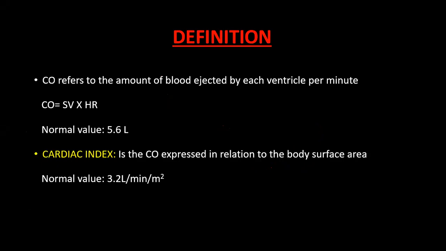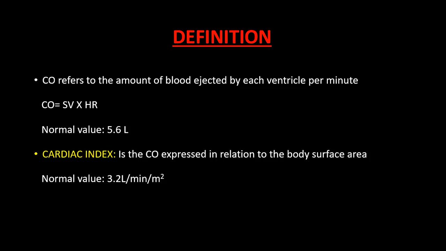Cardiac output refers to the amount of blood ejected by each ventricle per minute. That is, cardiac output is the product of stroke volume and heart rate. Now, what is stroke volume? Stroke volume is defined as the volume of blood ejected by each ventricle with each beat. The normal value is 80 ml.